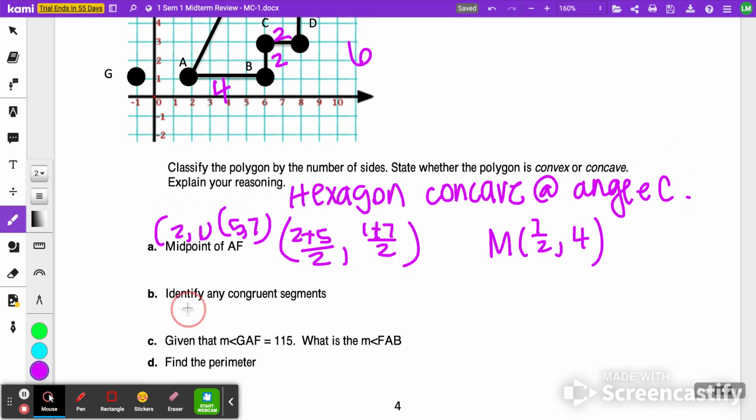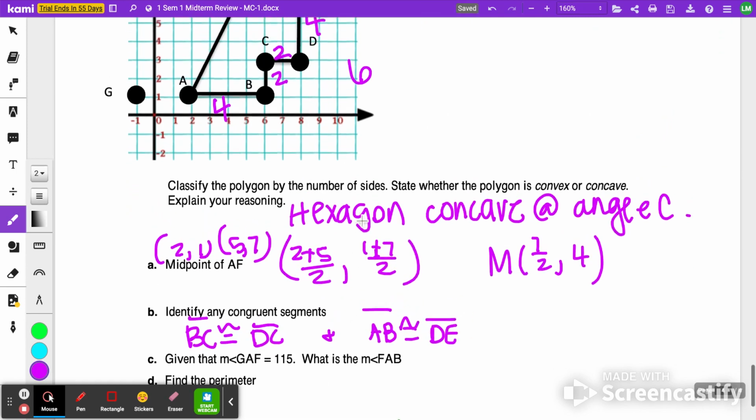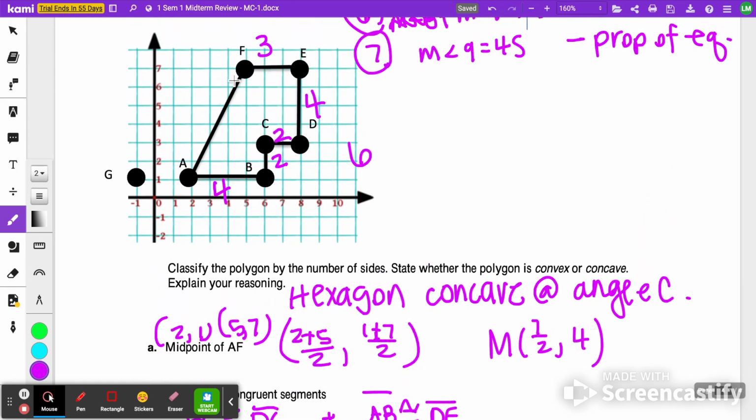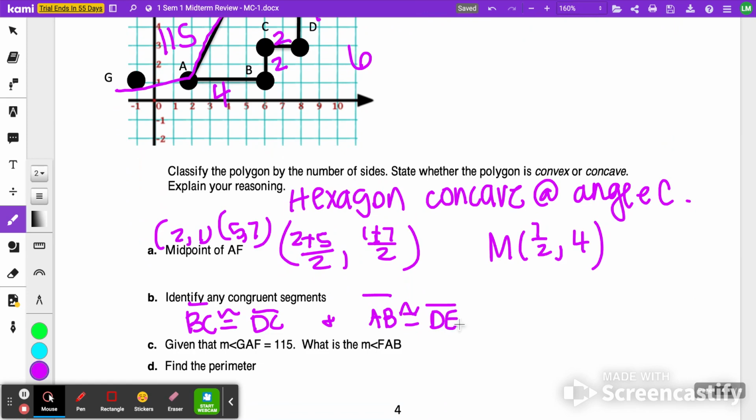Congruent statements, we have BC is congruent to DC. They're both equal to 2. And then if you go back up here and look, AB and DE are also congruent. So AB is congruent to DE. Okay. Then, given that GAF is equal to 115, what is the measure of FAB? So this is GAF. GAF is 115. I would just say 115 subtracting from 180 is 65 degrees. Okay, so that's a linear pair.